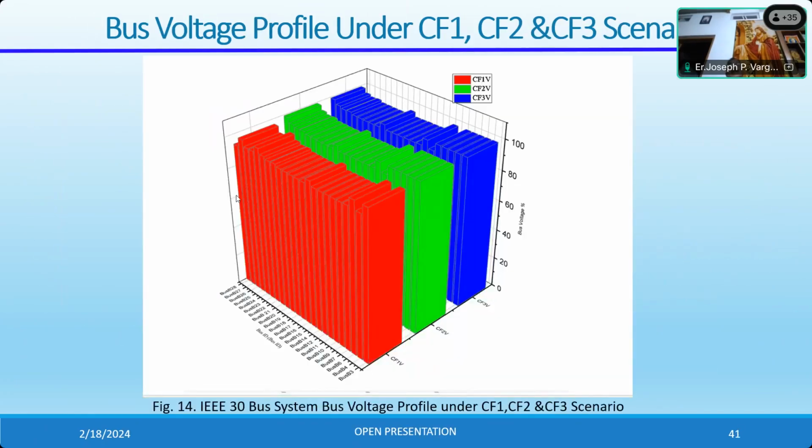This is the comparison of voltages. Case number 3 is using SVC, which is not considered in this presentation. And this is the normal system. With the DG penetration, the voltage is improved.